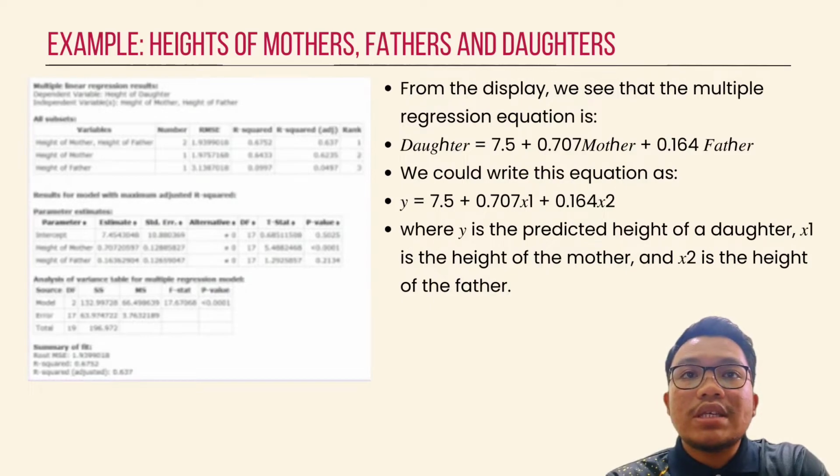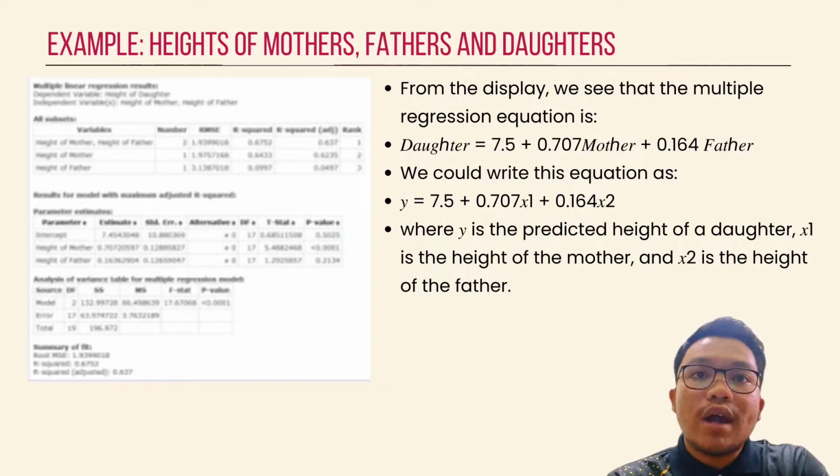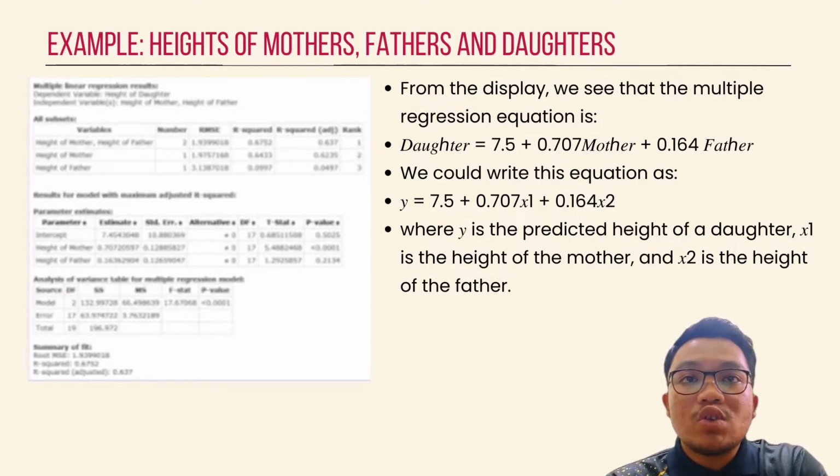From the display, we see that the multiple regression equation is daughter equals 7.5 plus 0.707 mother plus 0.164 father. We could write this equation as y equals 7.5 plus 0.707 x1 plus 0.164 x2, where y is the predicted height of a daughter, x1 is the height of the mother, and x2 is the height of the father.